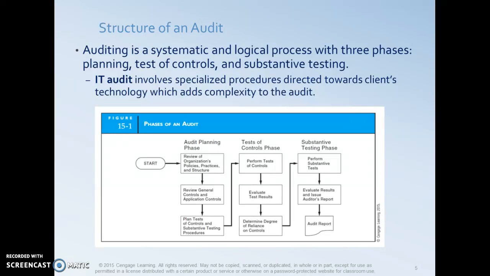IT audit involves specialized procedures directed towards the client's technology, which adds another complexity to the audit. If you read the article that I provided about COBIT, it's something to help, because they don't really have specialized guidance on how to perform an IT audit. So if you follow the COBIT standards, that kind of helps. But if you get a chance, you can read that. You can see on this chart what's going on in the audit phase, what I talked about, the test of controls and the actual substantive test.